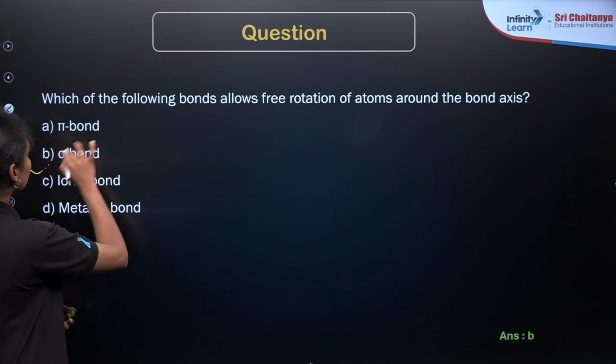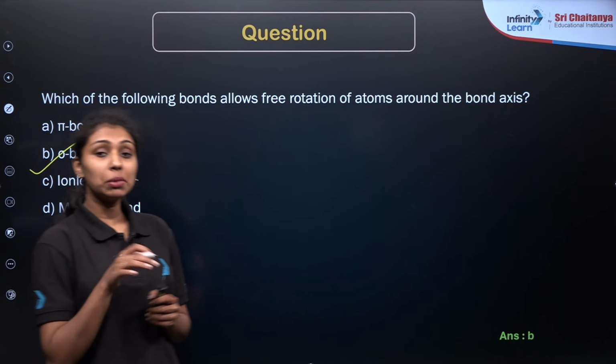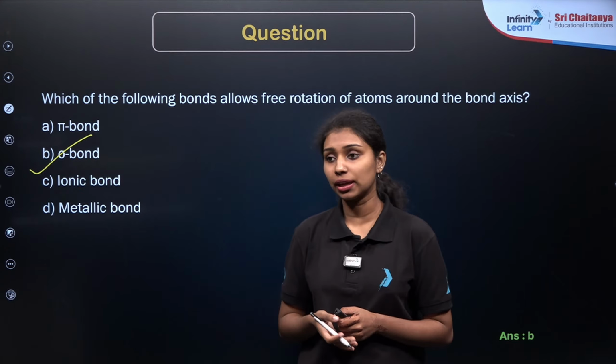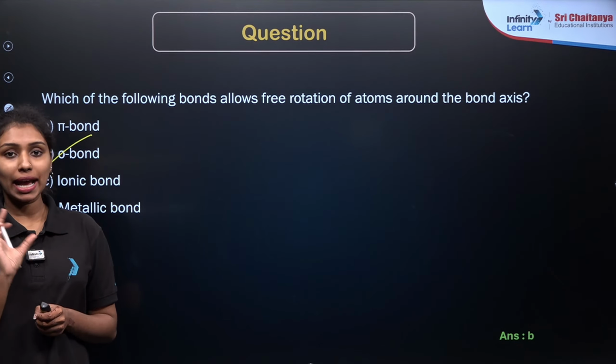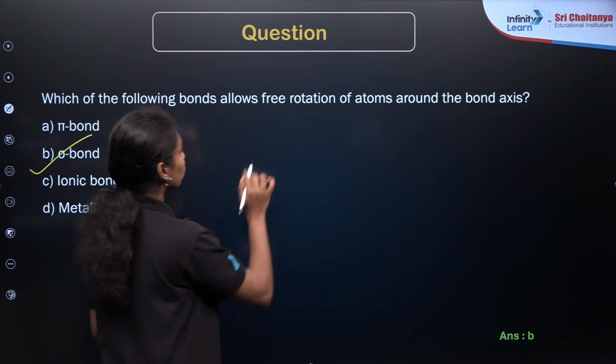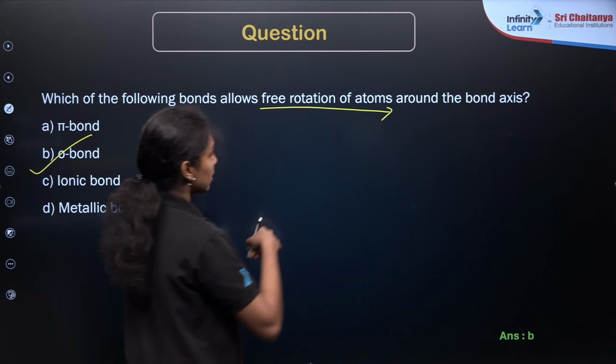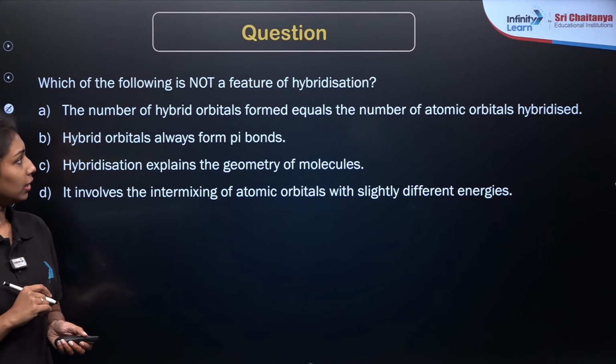So option B is the correct answer here. As we already know, sigma bonds are formed by head-on overlapping. Head-on overlapping is present over here, so there will be maximum free rotation of atoms along the axis. So option B will be the correct answer here.